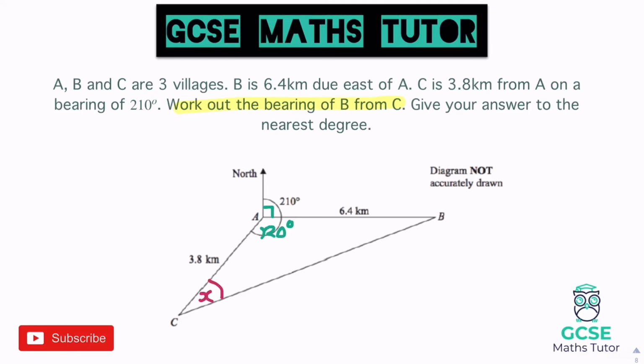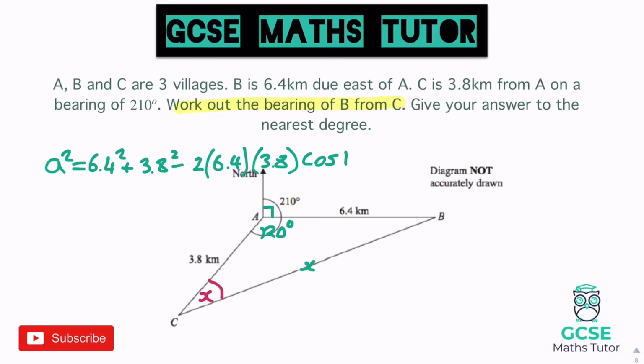So we already know that was 120. We then used the cosine rule to get this one here, so we did a squared equals the other two lengths squared, so 6.4 squared plus 3.8 squared minus 2 times 6.4 times 3.8 cos 120.